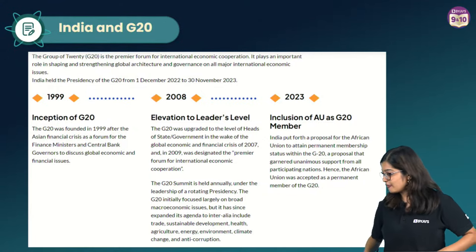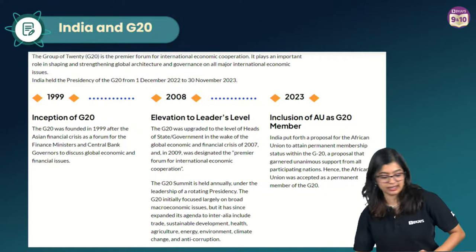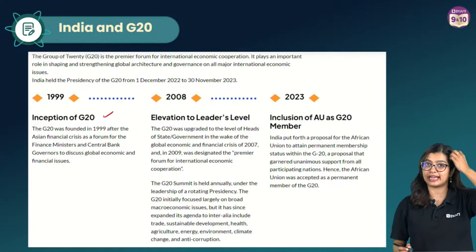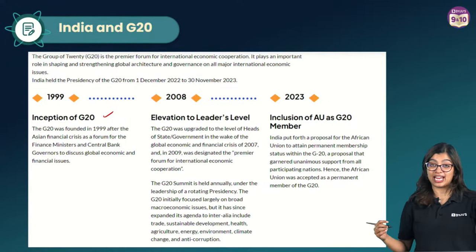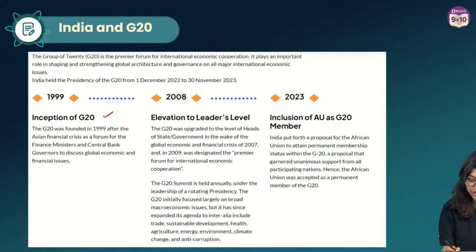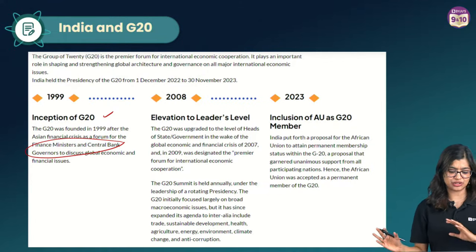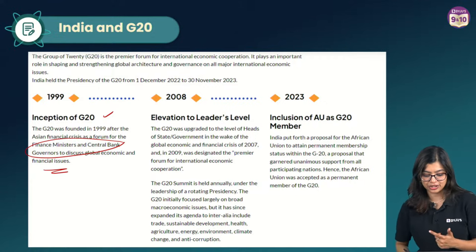Okay, now of course, very quickly, just a minute, yes. So in this particular case, the G20 was initially founded in 1999, wherein, as a result of the Asian financial crisis, finance ministers and central bank governors came together to discuss financial issues.